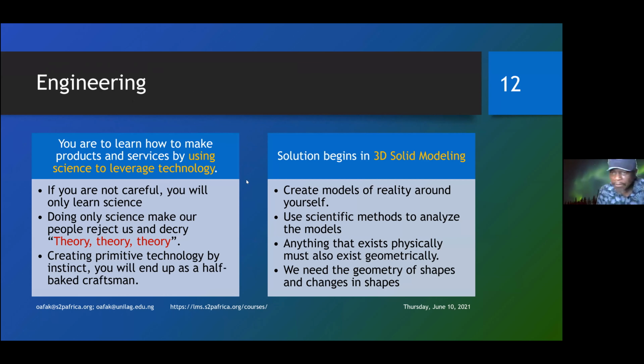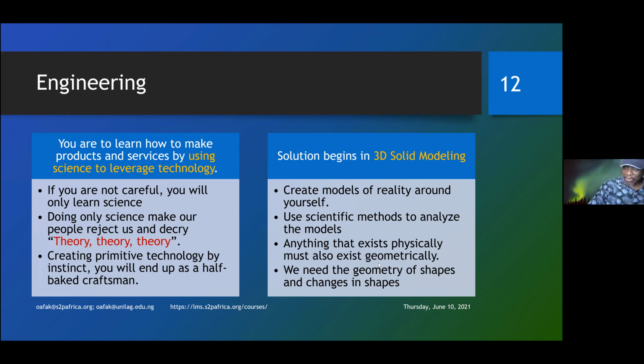The solution comes by learning 3D. It begins in 3D solid modeling. It just begins. It doesn't end there. Because with 3D solid modeling, you can create models of reality around yourself, and I will show you how you do that in this course. Then you use scientific methods to analyze the models. Anything that exists physically must exist geometrically. We need the geometry of shapes and changes in shapes. You will be doing this for your entire stay at the University of Lagos. Initially, you are just going to be looking at the geometry of shapes.